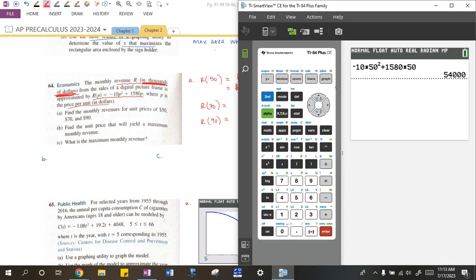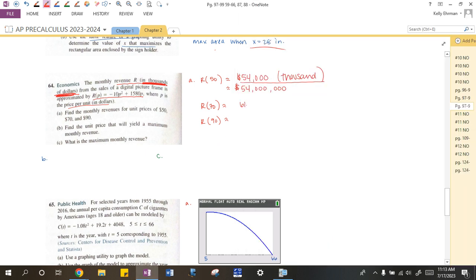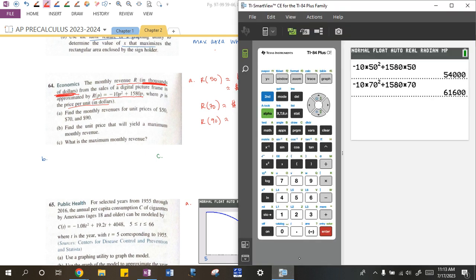Okay, and then we're switching out the 50s for 70s. So remember, you can go up here and press enter and then just type over the 50s and make them 70s. So again, I'm going to make this 61,600, and then I'm going to multiply it by 1,000 and put a dollar sign in front. So $61,600,000. And if you don't have a newer graphing calculator that allows you to come up here and grab this, you can also just press second enter and it will retype your last line. And then you can go over and edit. So we want these to be 90s instead of 70s.